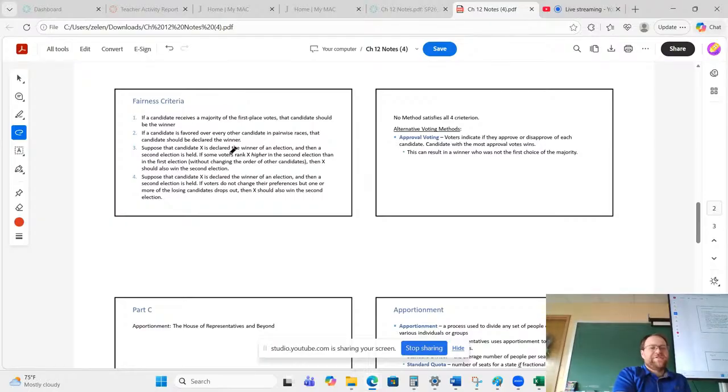Suppose that X is declared the winner of an election, then a second election is held. If some voters rank X higher in the second election than in the first election, X should also win the second election because of getting better results the second time. So in other words, you can't get more support and then do worse in a voting situation.